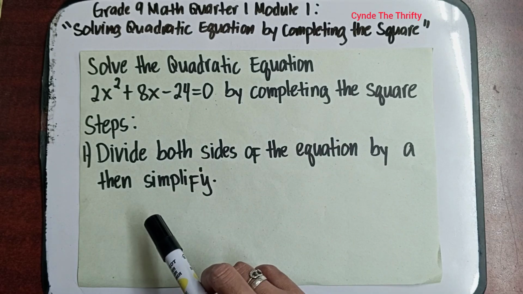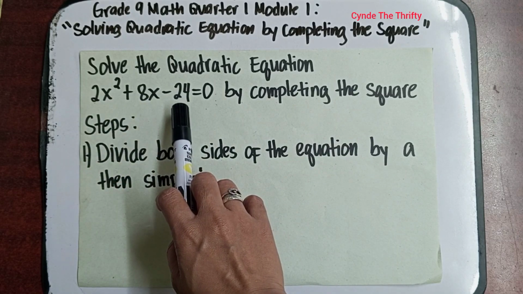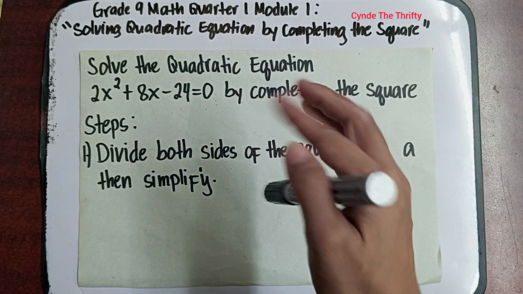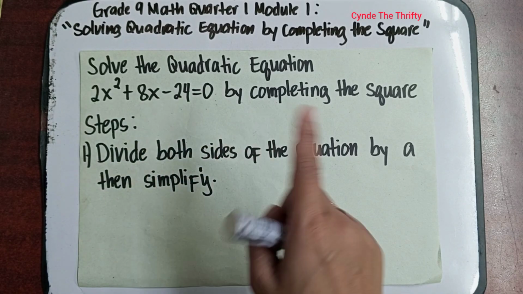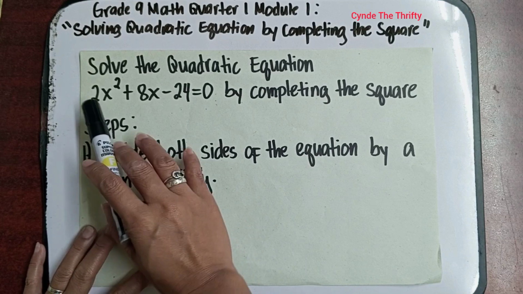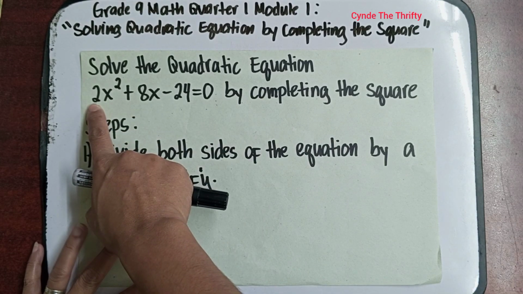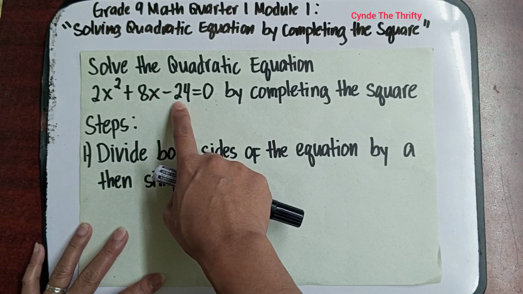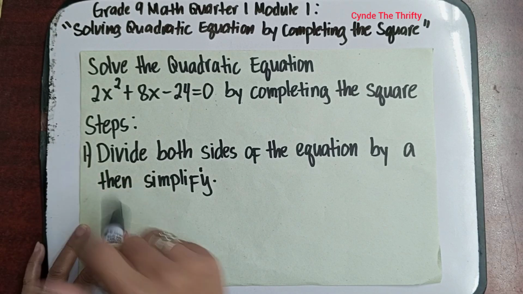Okay, meron tayong example dito. 2x squared plus 8x minus 24 is equal to 0. Alam na natin na ang standard form ng quadratic equation is ax squared plus bx plus c is equal to 0. So, i-identify natin kung saan ang a natin dito sa ating quadratic equation. Ang a natin is 2, ang b natin is 8, at ang c natin is negative 24. Now, punta tayo sa ating step 1.